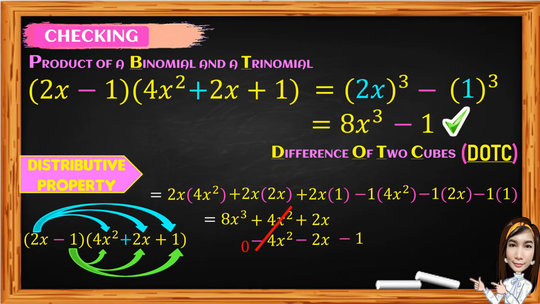So 4x squared minus 4x squared is equal to 0. 2x minus 2x is equal to 0. And the remaining is 8x cubed minus 1. So we have the same answer, and you got it correct.